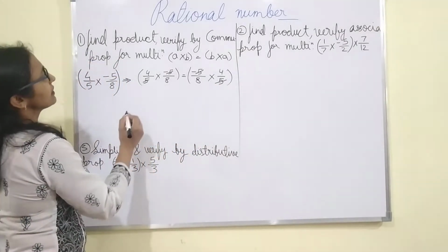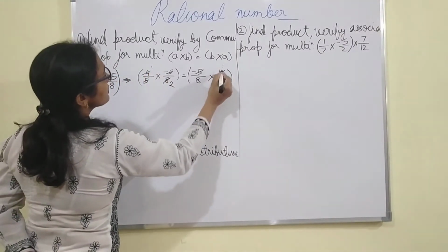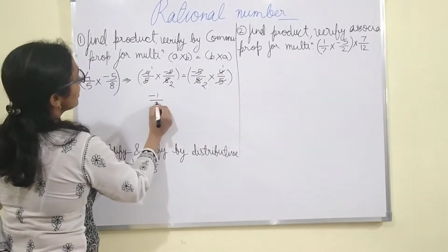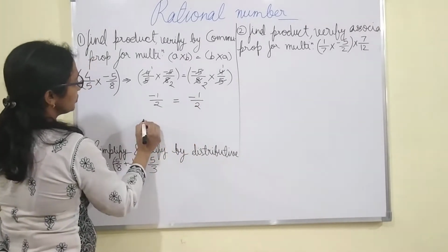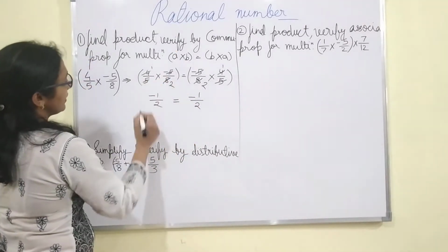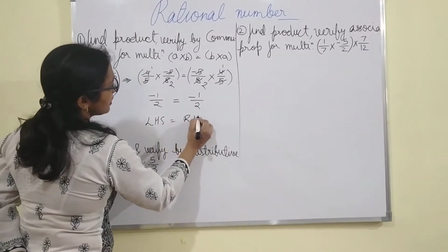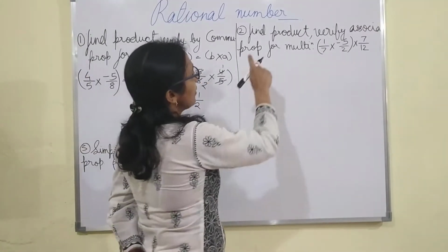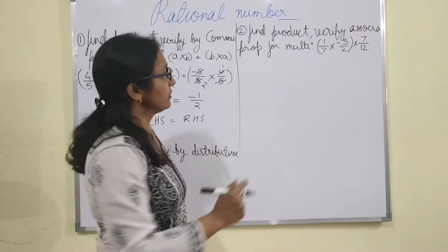These two will be cancelled. 4 ones are 4, 4 twos are 8, 4 ones are 4, 4 twos are 8. So minus 1 upon 2 equals minus 1 upon 2. Hence it is verified that LHS equals RHS.